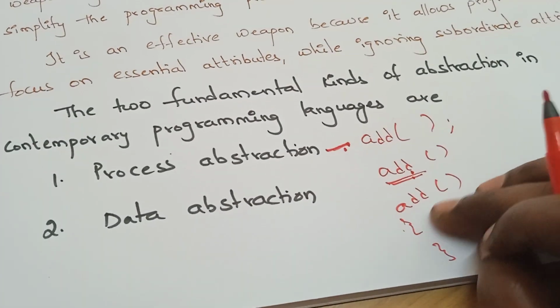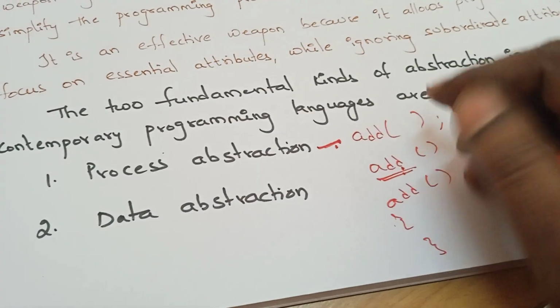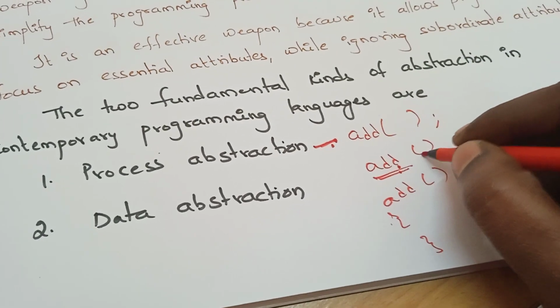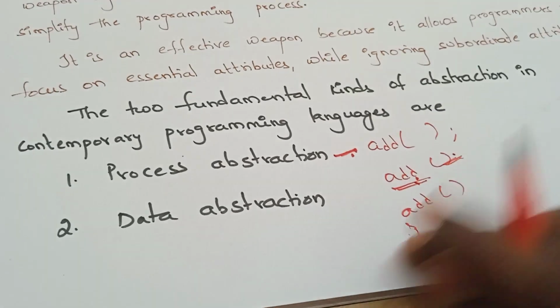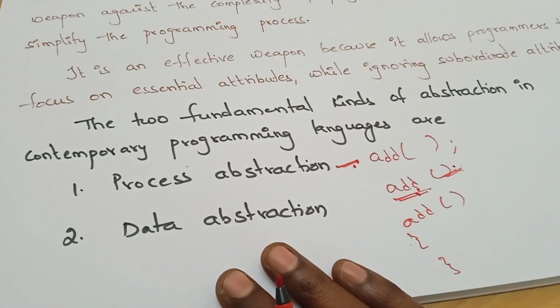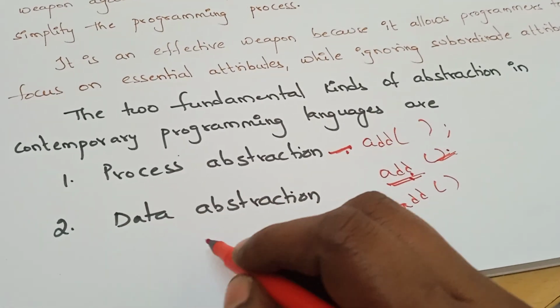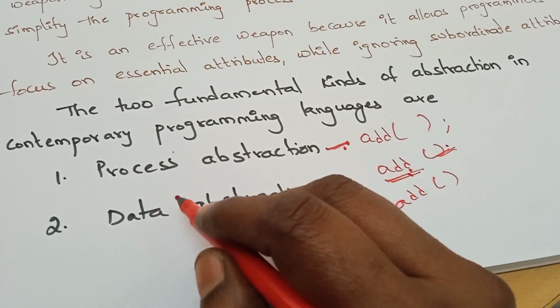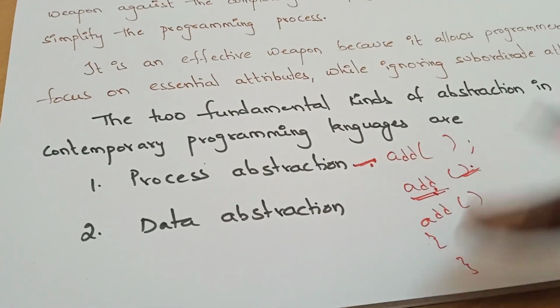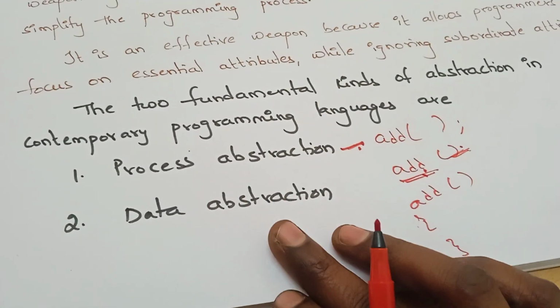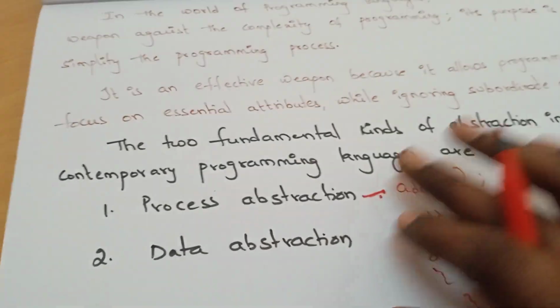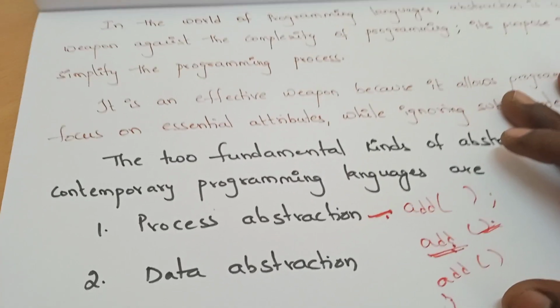So we will not write all the attributes which are repeated. We will write only the essential attributes for which you are going to calculate the addition. Data abstraction is also the same, where we will use data. When encapsulation comes into the picture, we will understand data abstraction in detail. So this is what abstraction means.